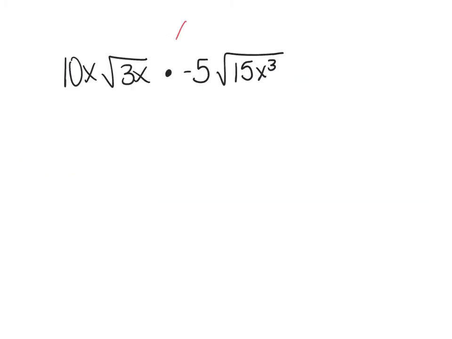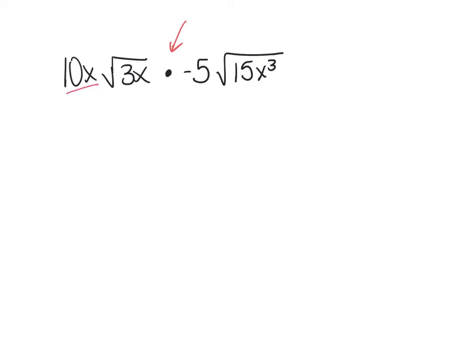We are looking to multiply these two expressions together. Lucky for us, we can do that because these are both square roots. If one of them was a cube root and the other one a square root, that would not work out so well. We would not be able to multiply them together. But since they're both square roots, we got this.